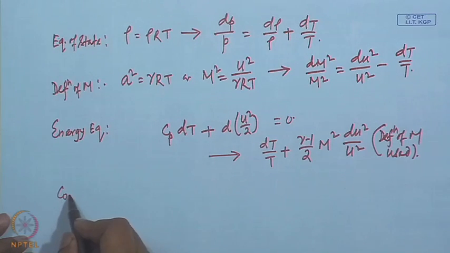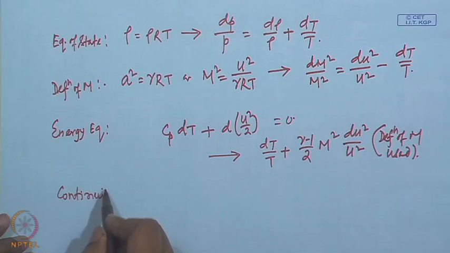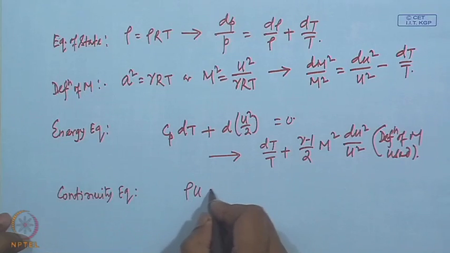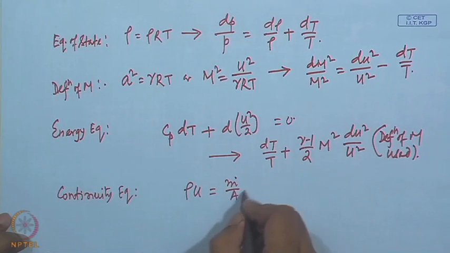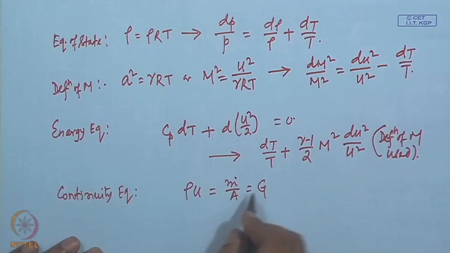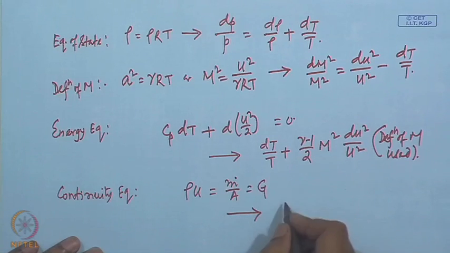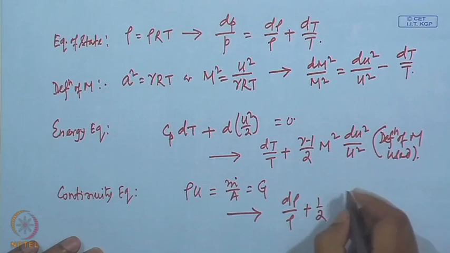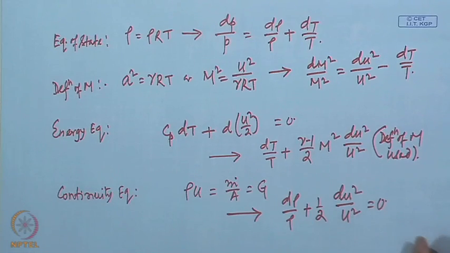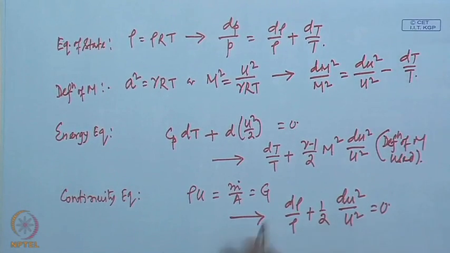The conservation of mass or continuity equation gives us rho u equal to constant, which in the differential form becomes d rho by rho plus half d u square by u square equal to 0. So, we already have 4 equations. Now, we will write the momentum conservation.